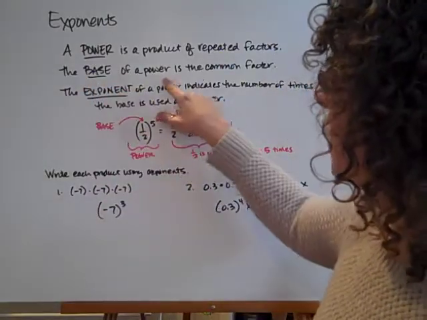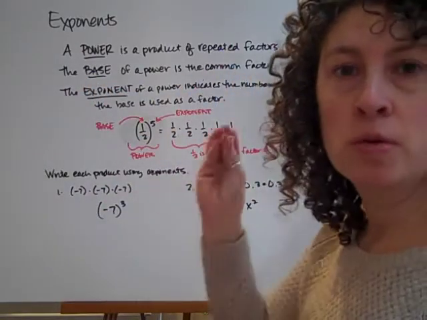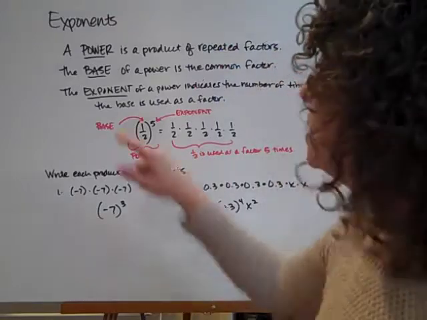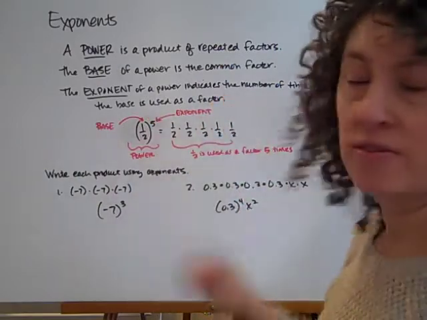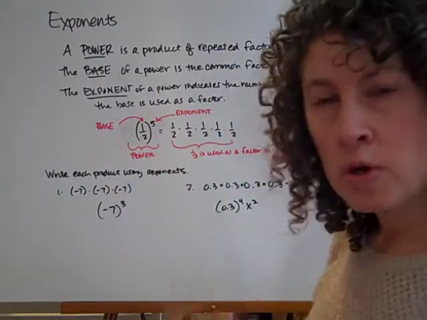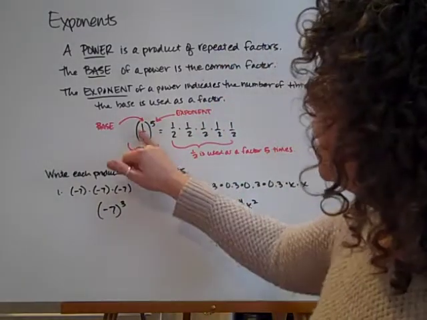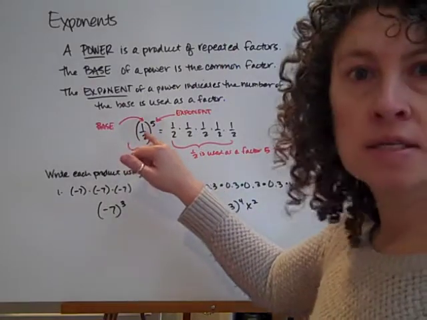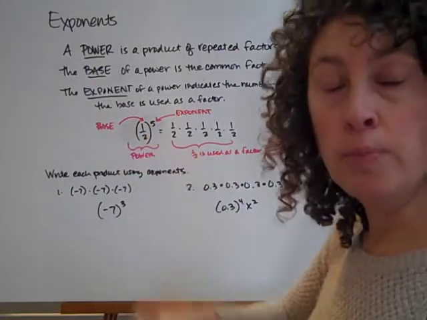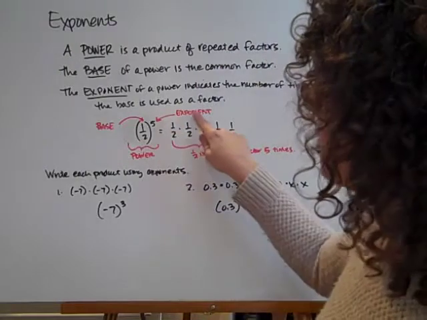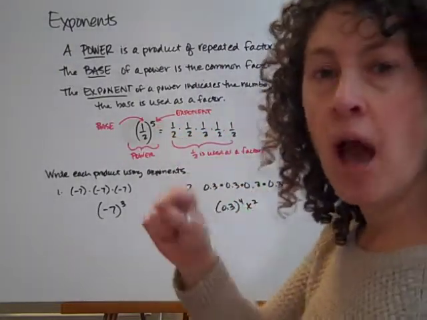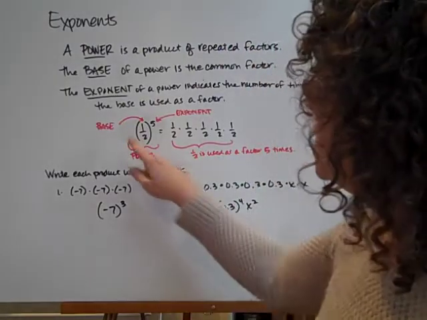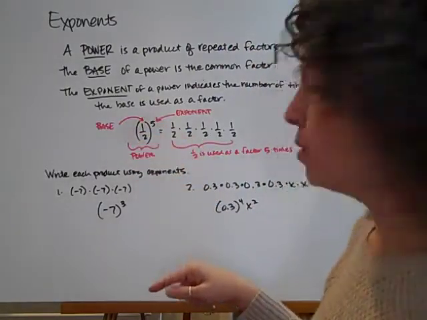The base of a power is the common factor. So the base will tell you what we're going to be multiplying over and over again. The exponent of a power indicates the number of times the base is used as a factor. We've worked with powers before, so this shouldn't really be anything new. Our base here is the factor we're going to be multiplying over and over again. Our exponent is that little tiny number up in the right-hand corner that's telling us how many times we're going to multiply that number. We call the whole thing a power.